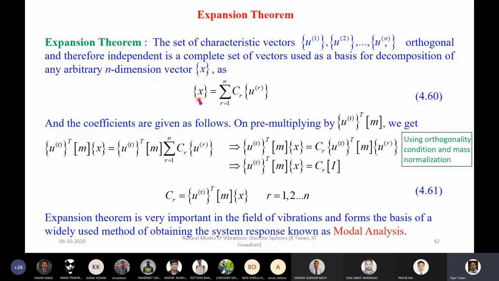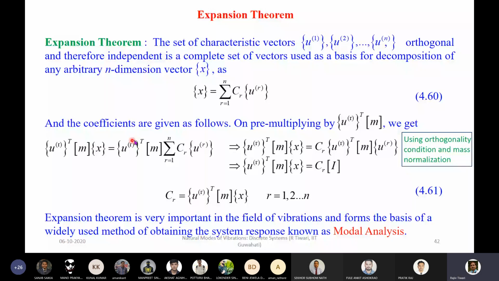But any general response can be generated using this, and this is nothing but the expansion theorem, similar to the Fourier series. But here, instead of harmonics, we are using the eigenvectors of the system multiplied by some constant. And this constant can be obtained if we pre-multiply this equation by the transpose of U and M matrix. So if you multiply this, we get this multiplication. This side also we are multiplying by the same U transpose and M.